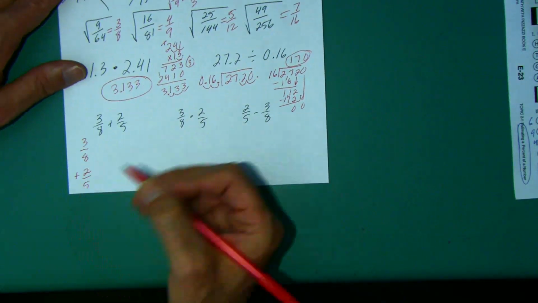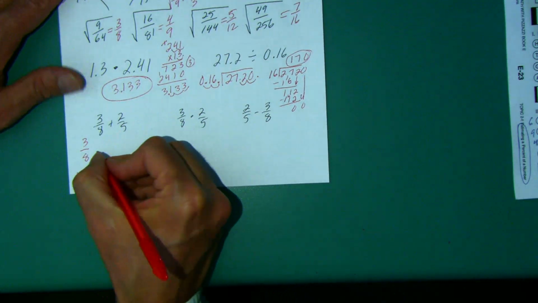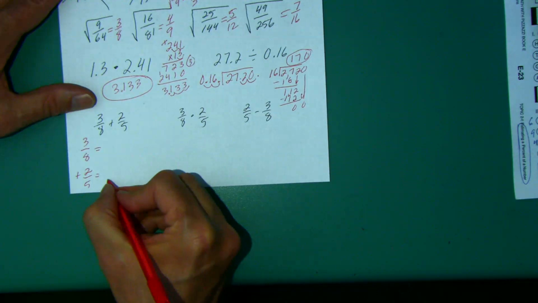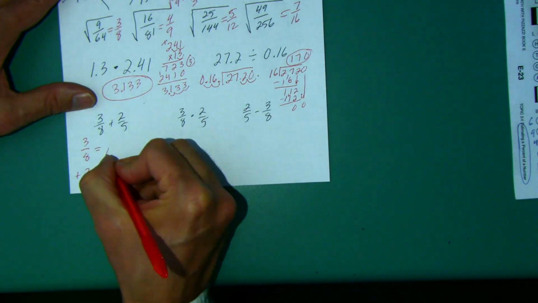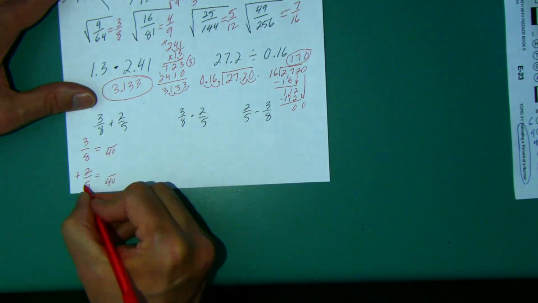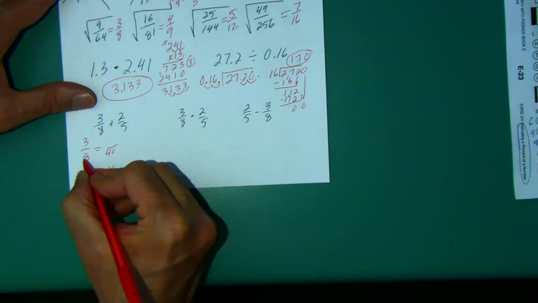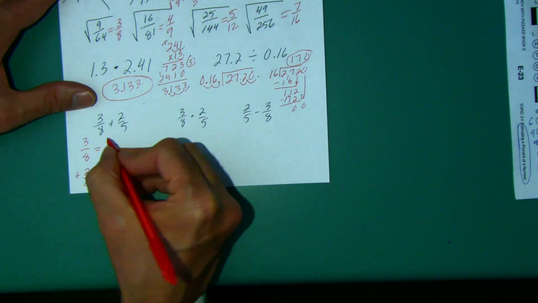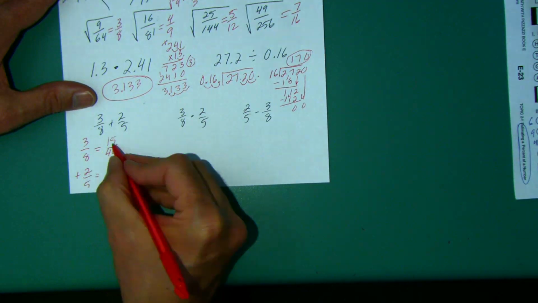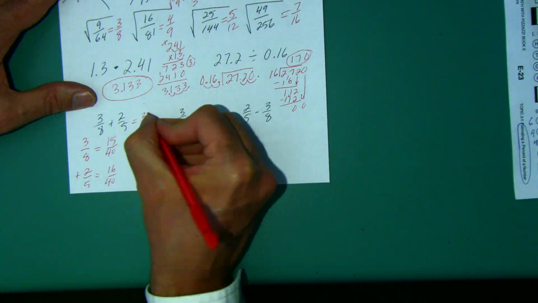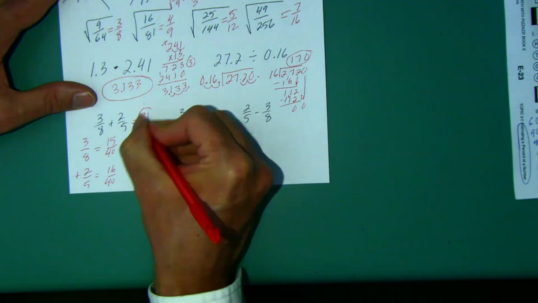So eighths and fifths, 5 is prime. So I am going to just multiply 5 times 8 and change this to 40. So I said 5 times 8. So now I got to go 2 times 8 on top. I did 8 times 5, so I got to go 3 times 5 on top. 15 40ths plus 16 more 40ths equals 31 40ths.